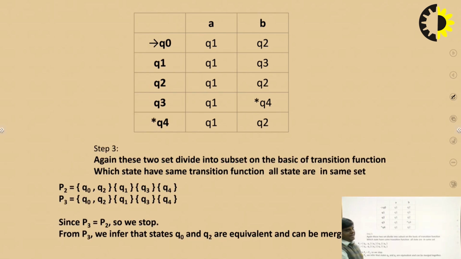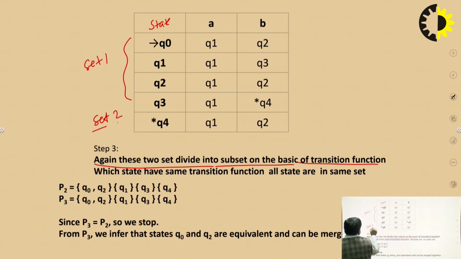Now we move to the next step. Again these 2 sets are divided into subsets, on the basis of the transition function. It means these 2 sets, set 1 and set 2, are again divided into subsets on the basis of the transition function. On which transition basis do we follow? Which states have the same transition function? This is important.